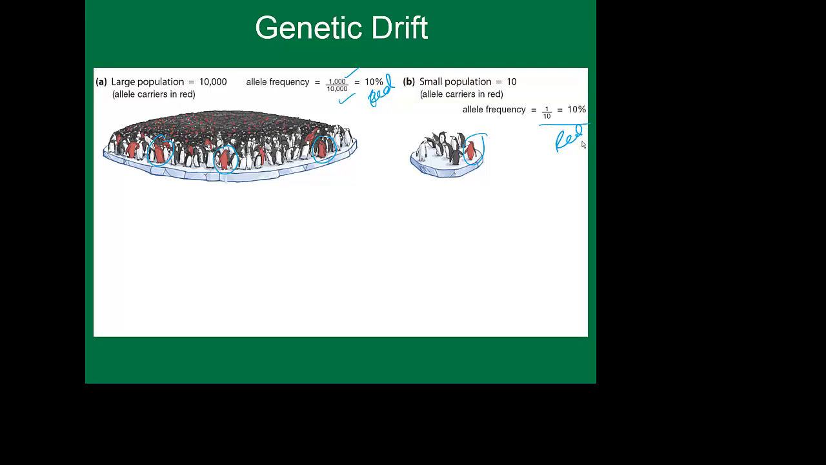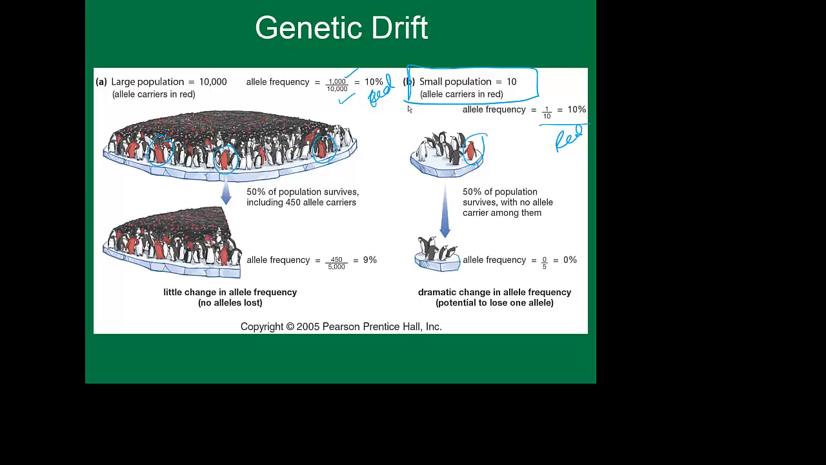Which one of these do you think would be more affected by environmental factors or sudden changes? Oh yeah, this small population. We can actually look at the fact that if we kill off half this population, my iceberg breaks, whatever, melts. It's global warming. So when we look at 50% survival in my population here, I've got 450 red guys that make it out of 5,000. It's 9%. Yes, 9% is different than 10%. Significantly over time, probably not.